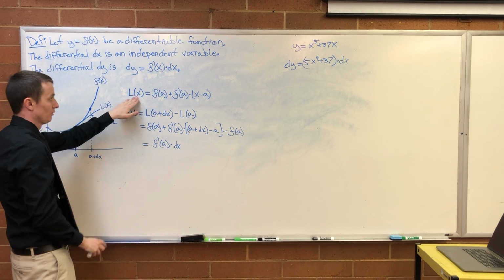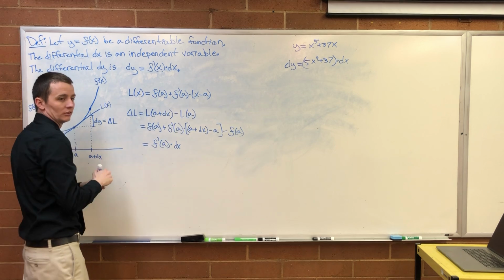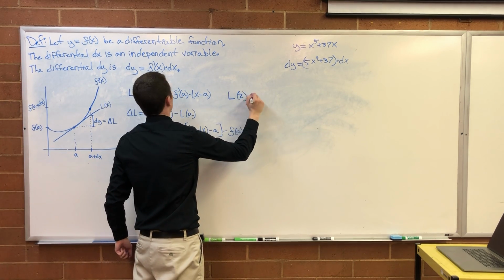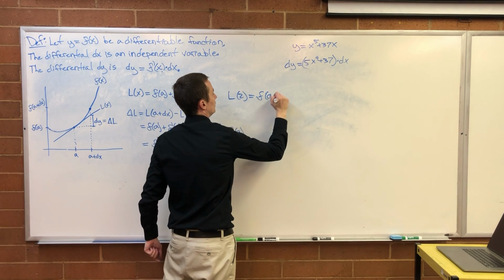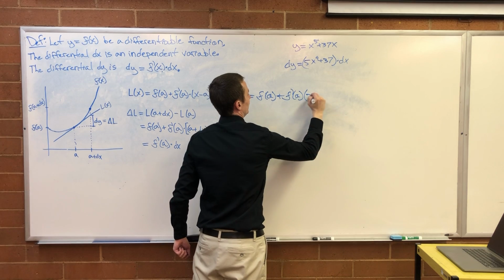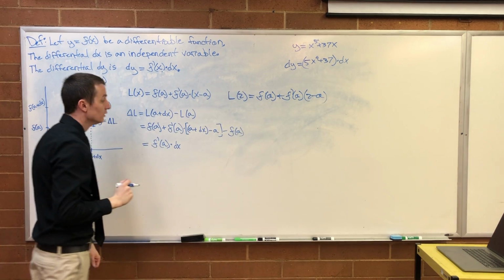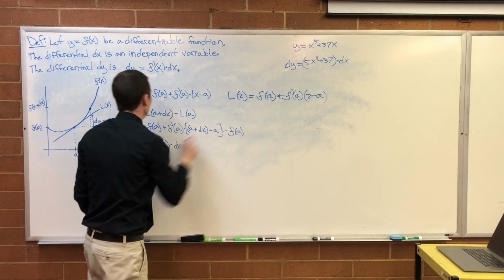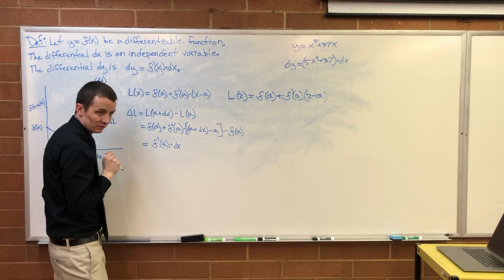Okay. So look, what's L of 2? Looking at this equation, let's just find L of 2 really quick. L of 2 would be equal to f of a plus f prime of a times 2 minus a. Okay, so here's what L of 2 is. Now what's L of a plus delta x?